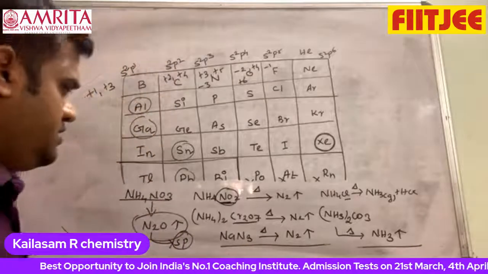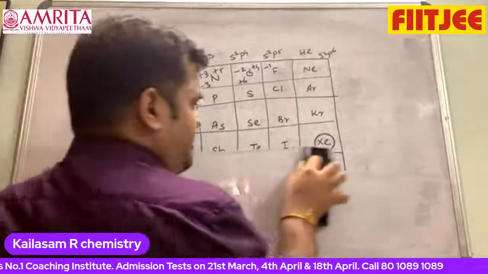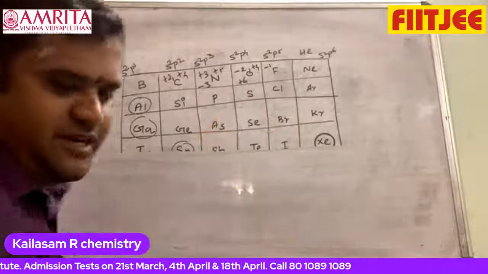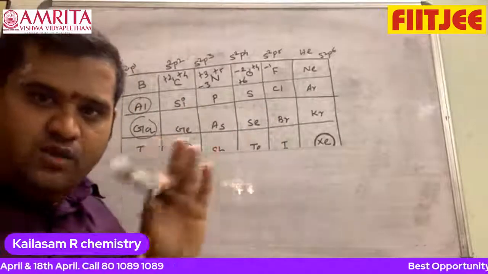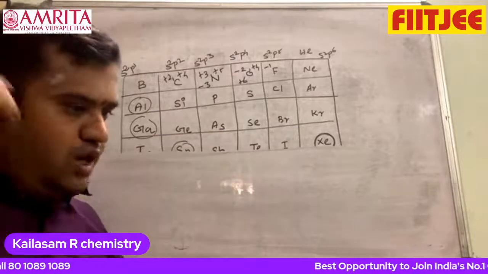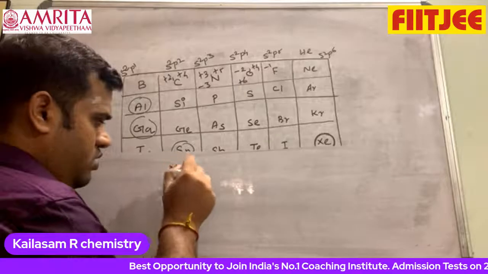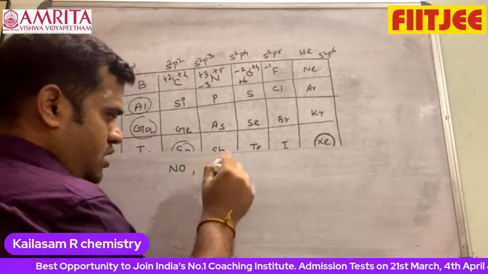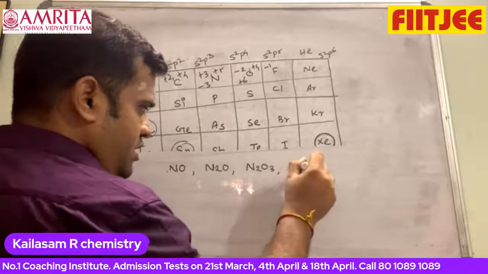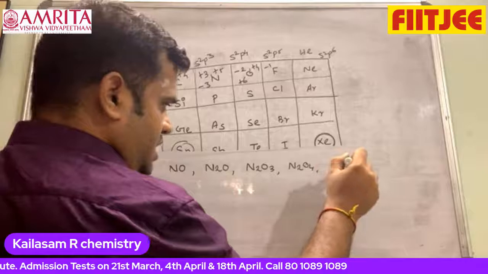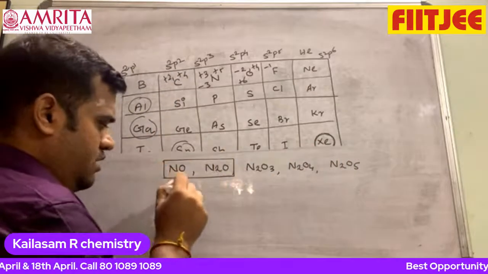Next will be, look at this. Now I want to clean this. I am just cleaning, I need the space to explain to you. Now nitrogen. Generally for nitrogen they go with the oxides of nitrogen. What oxides of nitrogen? One by one: NO, N2O, N2O3, N2O4, N2O5. That's all. These are the oxides of nitrogen. These two are neutral.